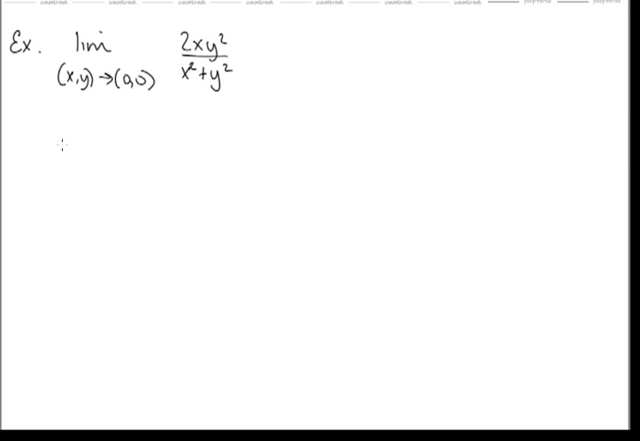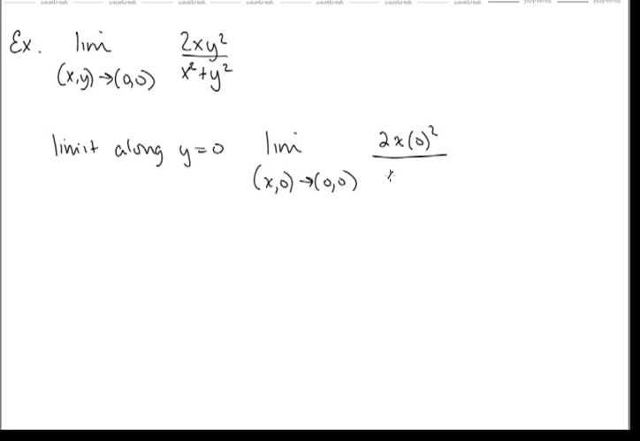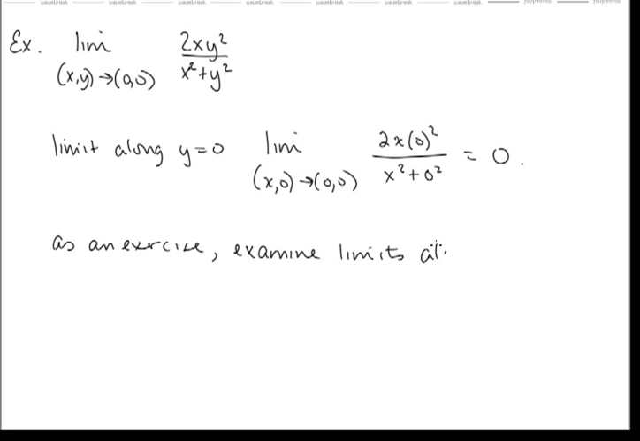So the limit along, say, y equals 0, we have the limit as (x, 0) goes to (0, 0) of 2x times 0 squared over x squared plus 0 squared. That is going to give us 0 over non-zero. That limit is equal to 0. And as an exercise, I want you to examine the limits along x equals 0 and, say, y equals x. You'll notice you'll get the same value of 0. But I'm going to move on now to show that this limit does exist and equals 0.